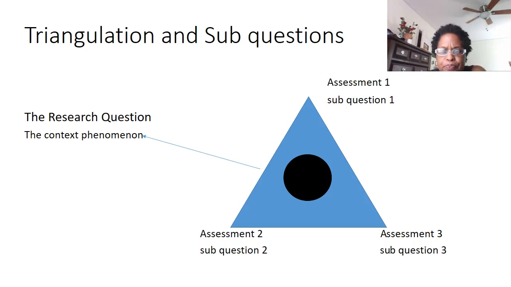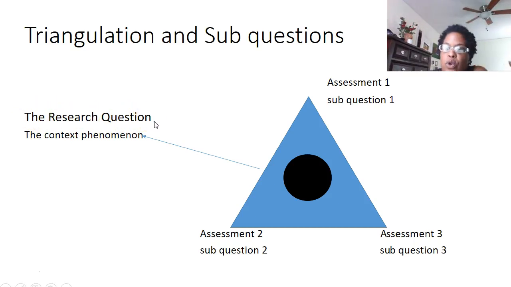Again, we all have a research question. Some of our research questions are quite broad. For example, the question: can using a memory strategy help students improve recall of information? That's a pretty big research question.